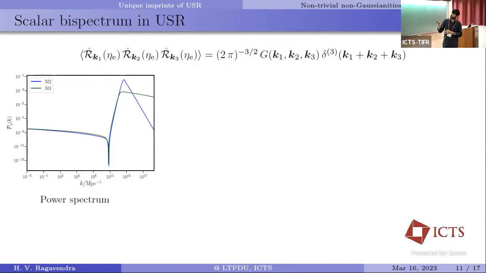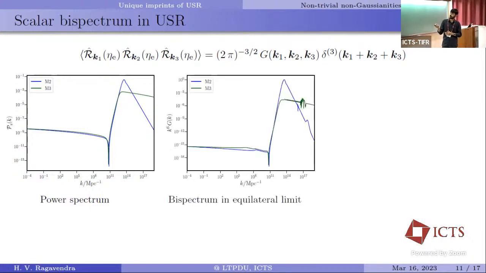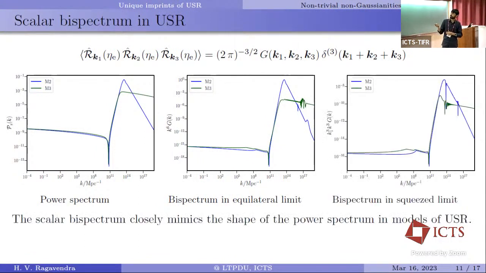For that, we can explicitly compute the bispectrum, which is defined as the 3-point function in Fourier space. If I plot that, I see the bispectrum in the equilateral limit, because I have to project the 3-point function in some limit to plot it in a 2D plot. I see that the bispectrum in all these limits, such as equilateral and squeezed limit, faithfully mimic the shape of the power spectrum and hence get enhanced similar to the power spectrum. So it may not be readily obvious that these are negligible.